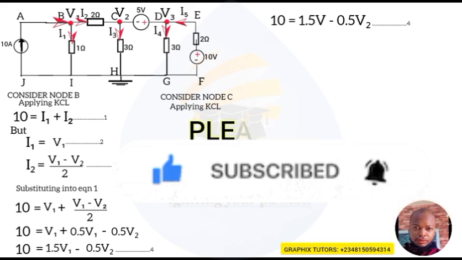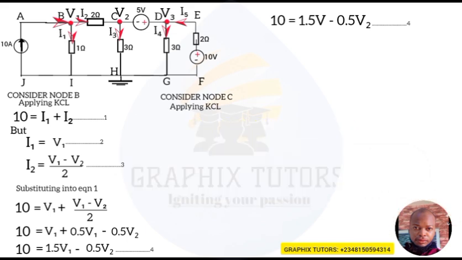Now consider node C. Applying Kirchhoff's current law, the KCL, to node C. Now if you look at that node C, we have a current coming into node C from node B. But if you look at the next part here, there's no current coming from node D to node C. We only have a voltage source of 5 volts in between them.